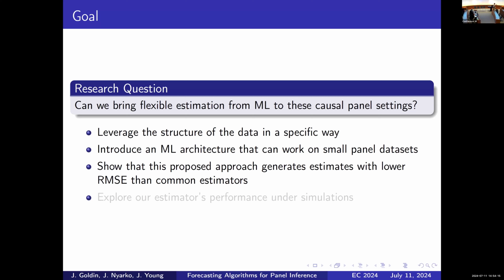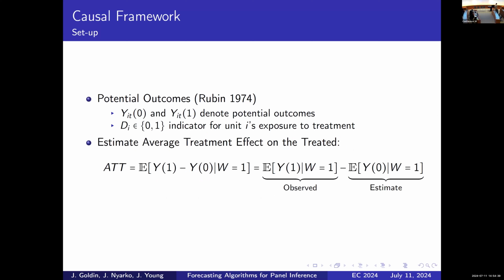In addition, we're going to introduce a machine learning architecture that can work well on these data sets, empirically on placebo tests. And we're going to show that this proposed approach generates estimates with substantially lower root mean squared error than common estimators. This is again on placebo tests, and I'll explain that a little bit more. We're also going to explore it under simulations, but given the time constraints, I don't think we're going to get to that today. Formally, we're going to be adopting the potential outcomes framework. And again, the causal estimate of interest is the average treatment effect on the treated.